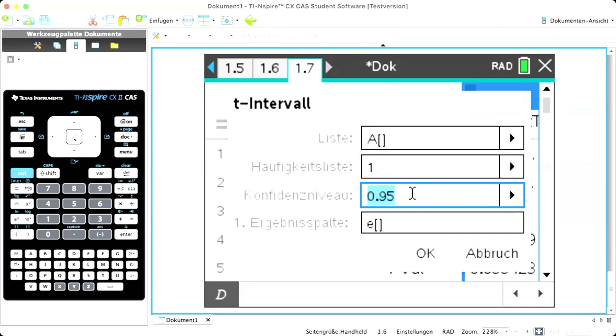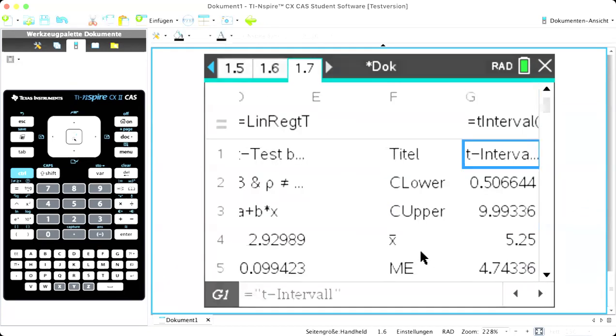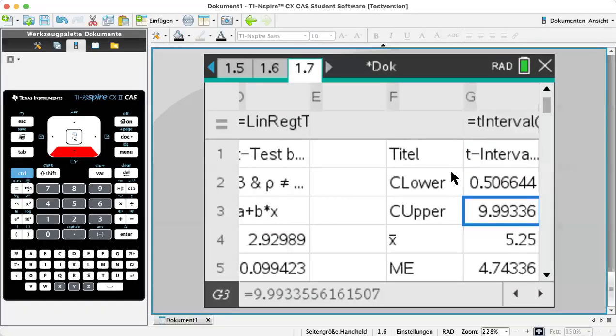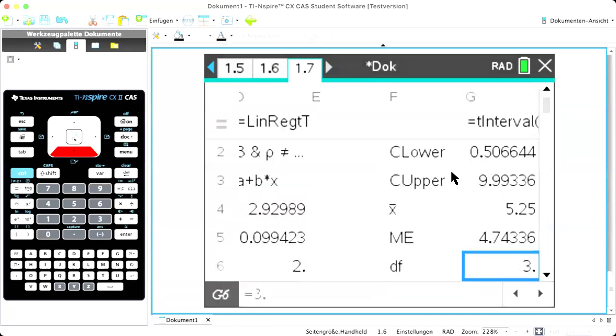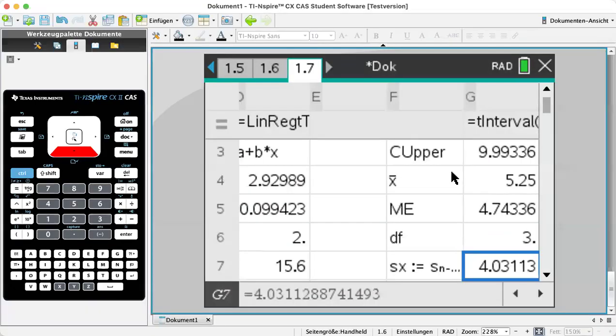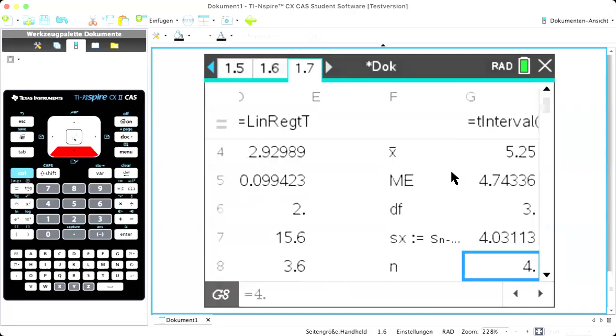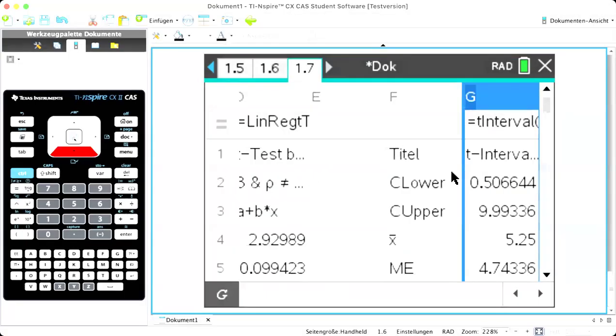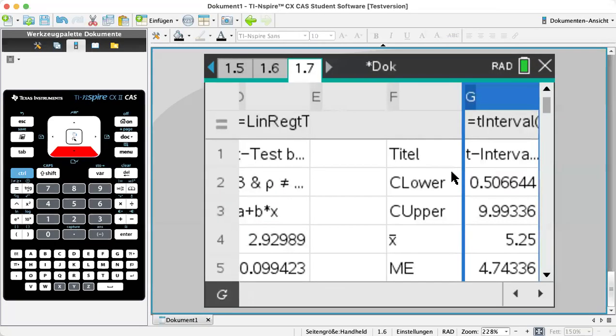The only thing you may need to change is the confidence level. For example, let's say I had 1 minus alpha is 90%. And where shall it give you the results? Let's say column F. And then here I have lower bound, upper bound of my confidence interval, X bar, the degrees of freedom, the empirical standard deviation. Everything I need. Well, that's more or less all you need for the Luchsinger statistics lecture.